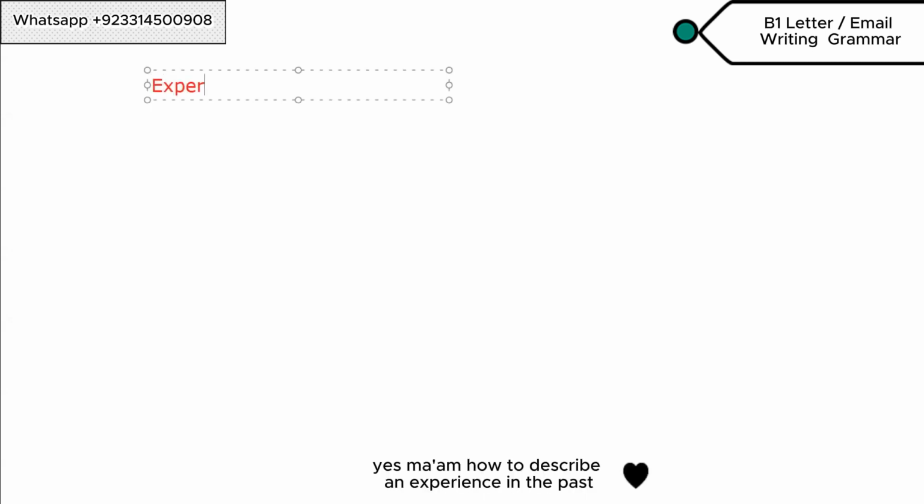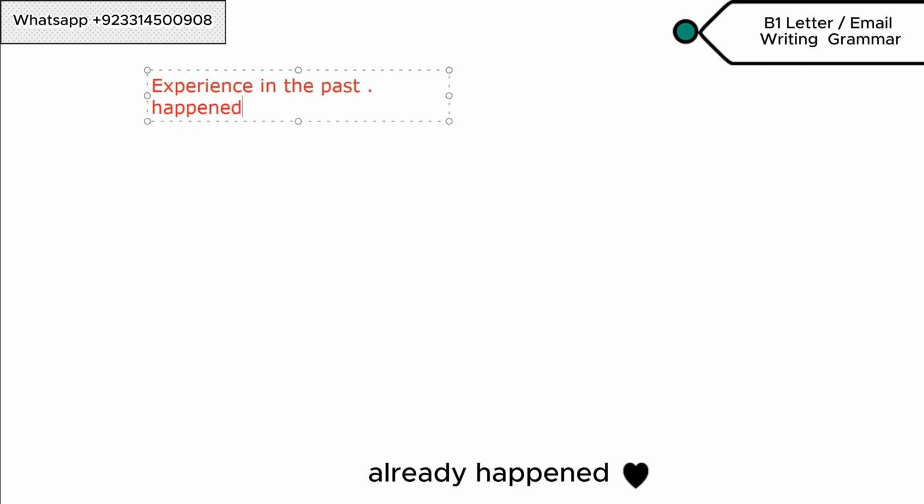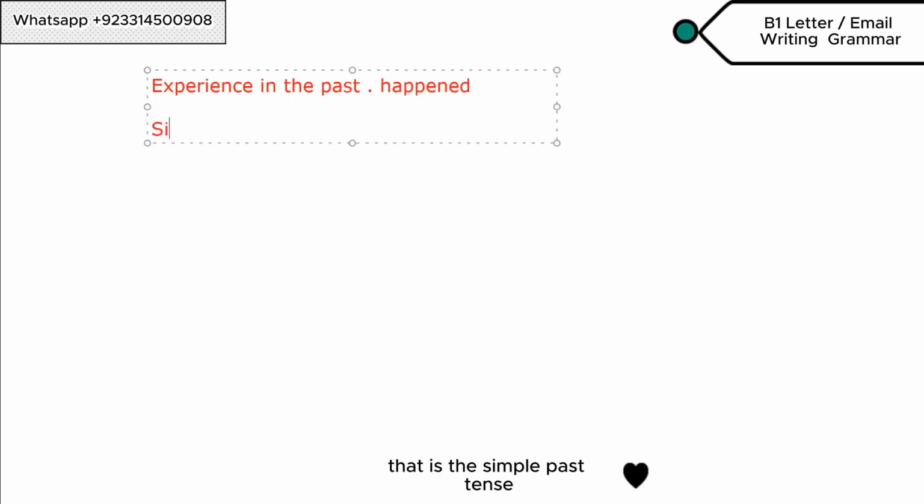How to describe an experience in the past. Any experience, either it's a birthday, last weekend, any wedding anniversary experience, any traveling experience, anything that you read, any shopping mall experience, something that happened to you. Something that already happened. How to talk about that?